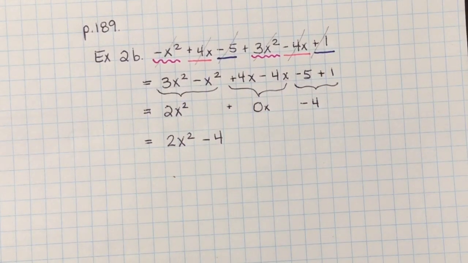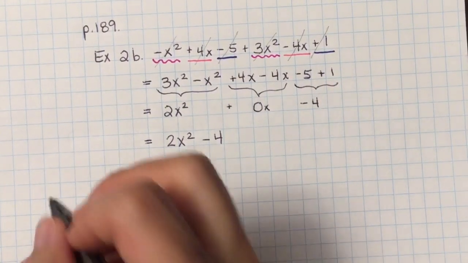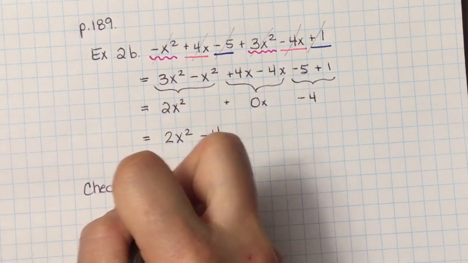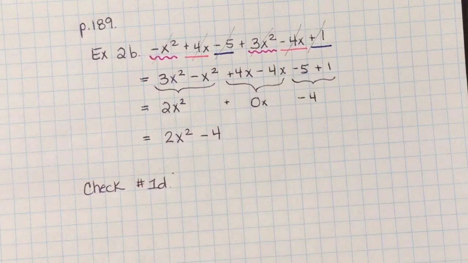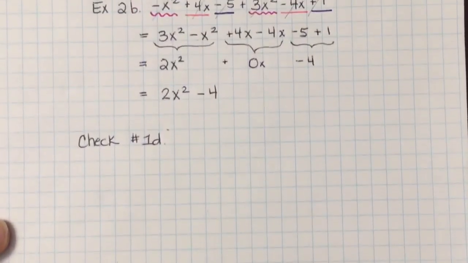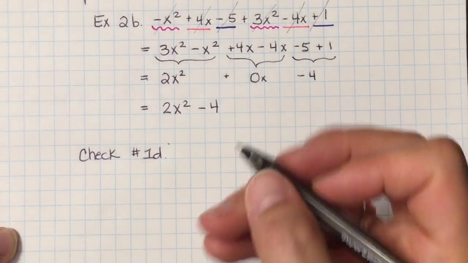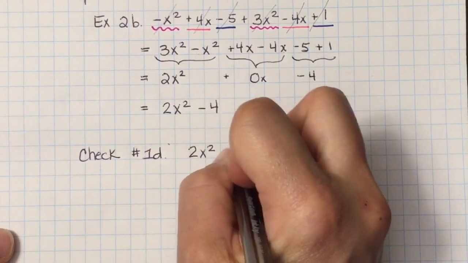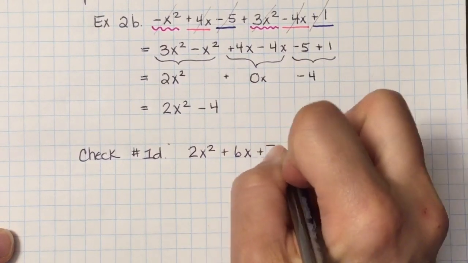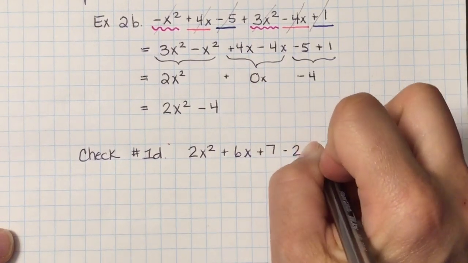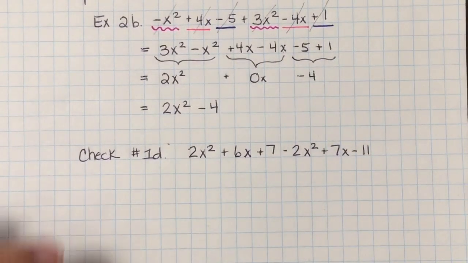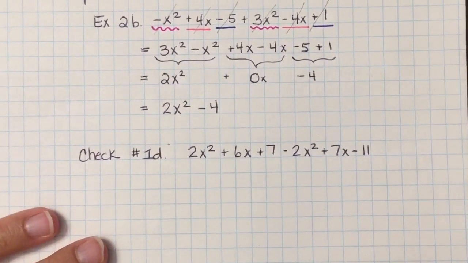Okay, so let's try one more. Take a look further down the page where it says check. Number 1D. Maybe I'll keep that example so you can see it as well. Here we have 2x squared plus 6x plus 7 minus 2x squared plus 7x minus 11. The other thing you have to be careful of is if you're copying down equations, that you copy them down correctly.